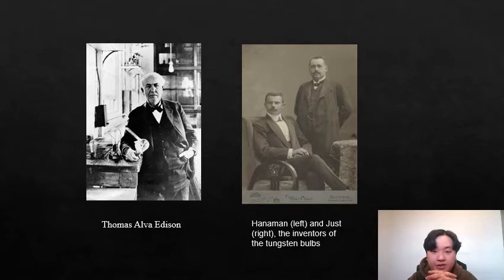The most famous inventor of the light bulb is Thomas Edison, who succeeded in producing the light bulb in 1879. Here is Thomas Edison. And after 25 years, Just and Hanaman found a tungsten filament light that lasted longer and gave brighter light than the carbon filament. Here they are.